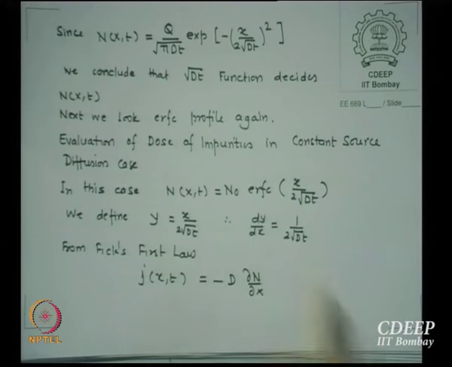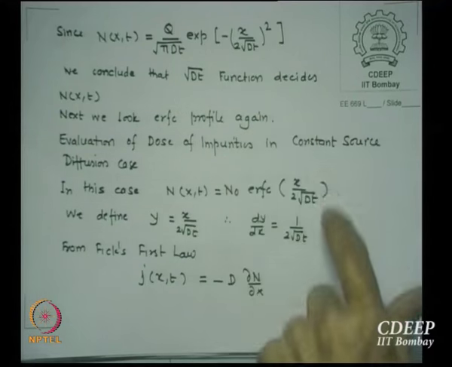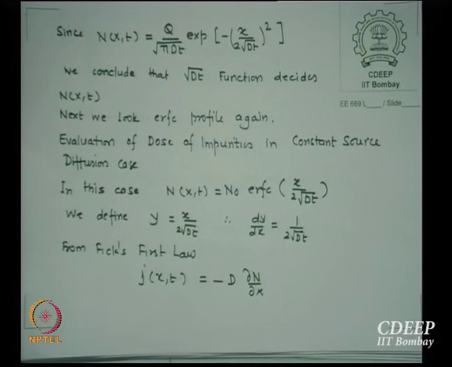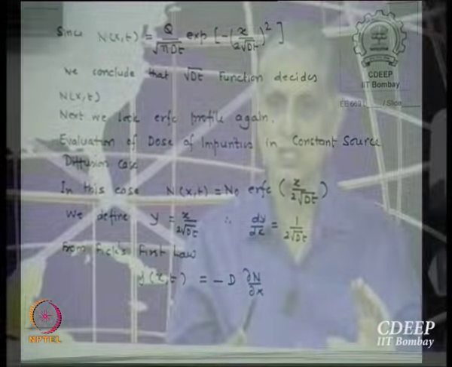In the case of the error function profile, N(x,t) is N0 erfc of x upon 2 root Dt. Remember, I brought in this 2 root Dt term because I wanted similar terms on both sides, so that I can write y is equal to x upon 2 root Dt anywhere, to make the integral solution easier, okay. We define y as x upon 2 root Dt, and therefore dy by dx. One of the assumptions I am making all through this is that D is constant at a temperature. Last time we said D is a function of N and therefore x, but our assumption is D is constant. In real life, one may have to do more complicated analysis to get the D dependence, okay.